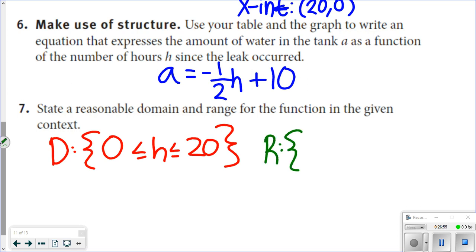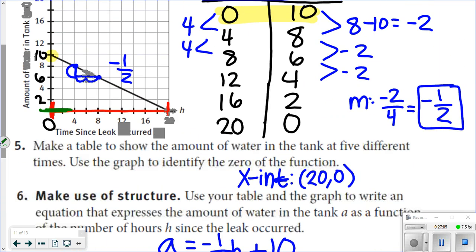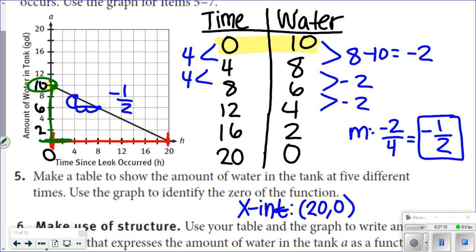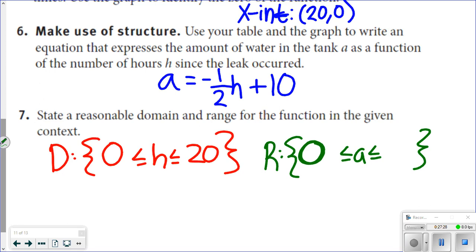Range, remember, we look low to high, up and down vertically on our graph. So low, we start here, and we're graphed all the way up to 10. Okay, although my graph or my coordinate plane goes up to 20, my line starts at 10. So I need to say my range value is 10, not 20. So the amount of water is from 0, which means there's no water remaining in the tank, and 10.